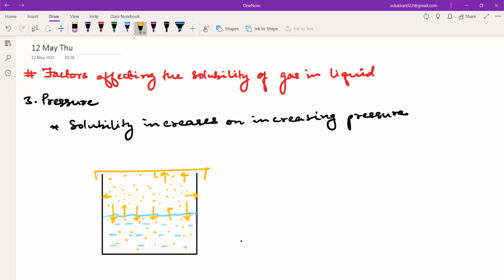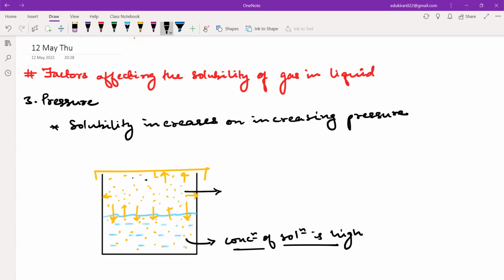Now we can say that if the concentration of the solution is high, that means the pressure that is exerted by these gas molecules is also high, right? Yes or no? Can I say that if the concentration is high, the pressure will be high? Tell me first, did everyone understand this? Sir, can you explain again?